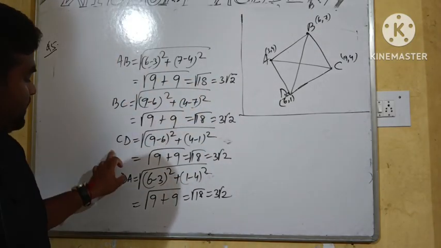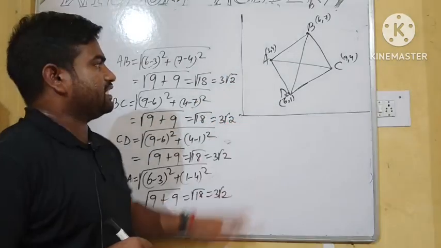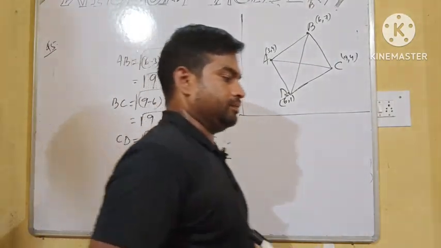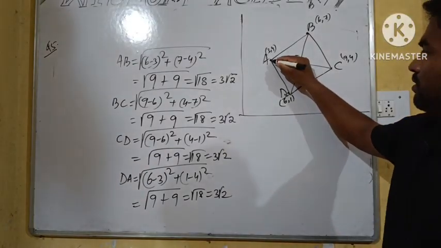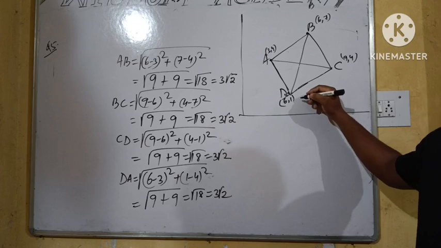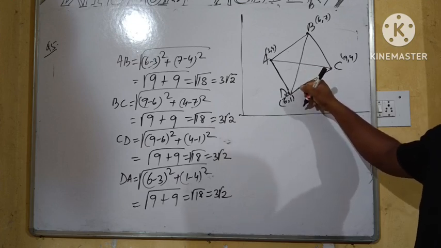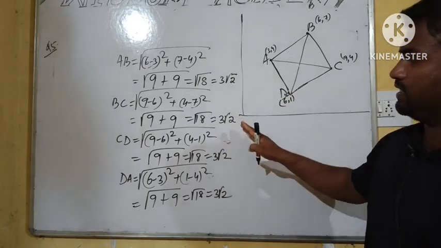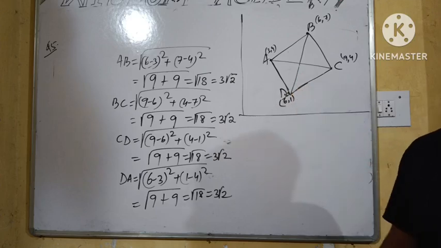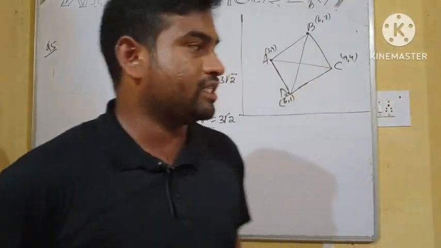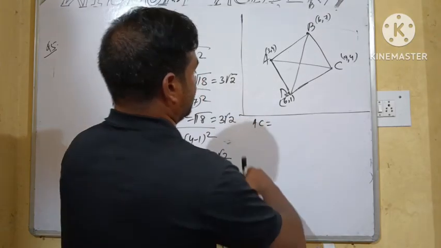AB, BC, CD, DA are all equal in length. If AB, BC, CD and DA are equal in length, is it enough data to say ABCD is a square? No. If AB, BC, CD and DA are equal, along with the two diagonals being equal, then it will be called a square, otherwise not. Right now, we have to find the diagonal AC.